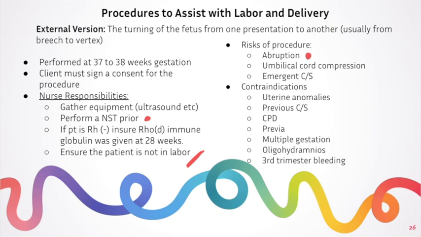That's an abruption, which is a fetal emergency and a maternal emergency, if I'm being honest. Umbilical cord compression, and then emergency C-section because of those two things. These are the reasons why we do not do a version.